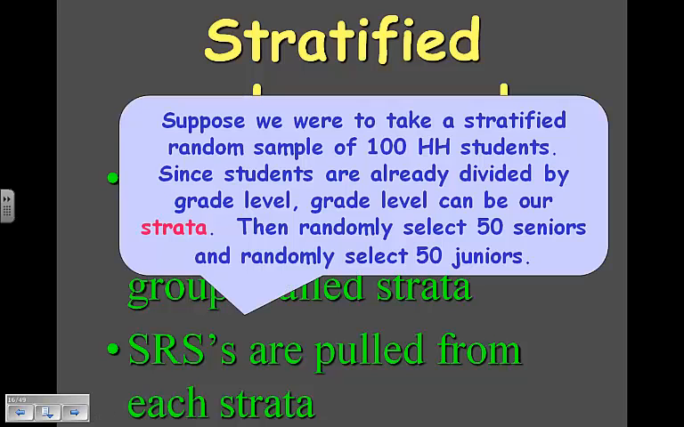So suppose we were to take a stratified random sample of 100 HH students. The students are already divided by grade level, so grade level can be our strata. Then we're going to randomly select 50 seniors and 50 juniors. That would be an example of a stratified random sample, as long as our population was only seniors and juniors.